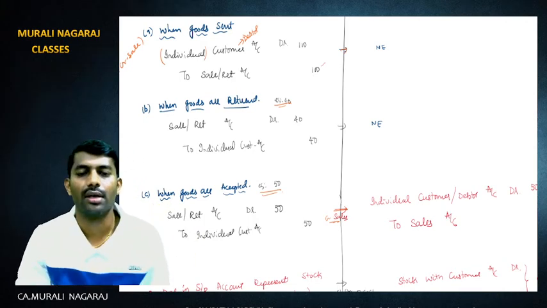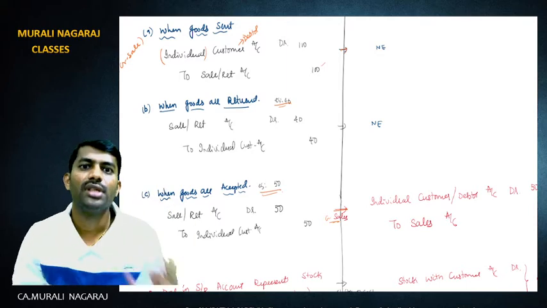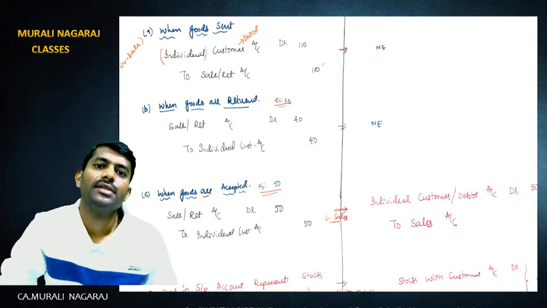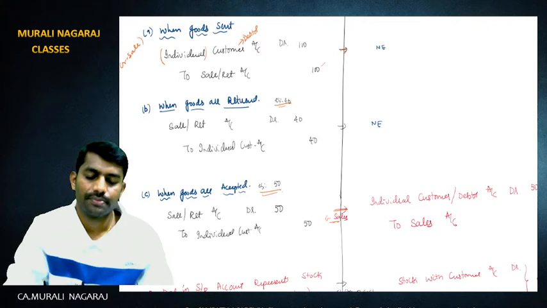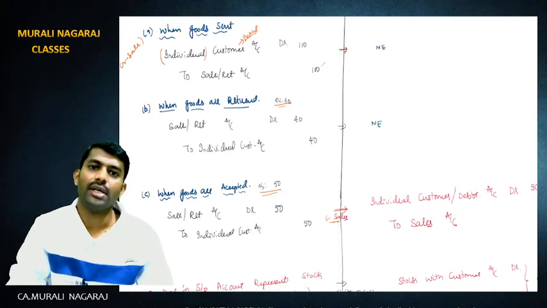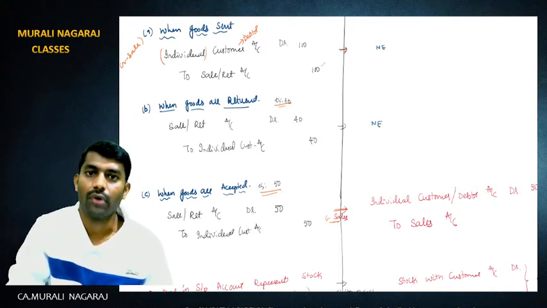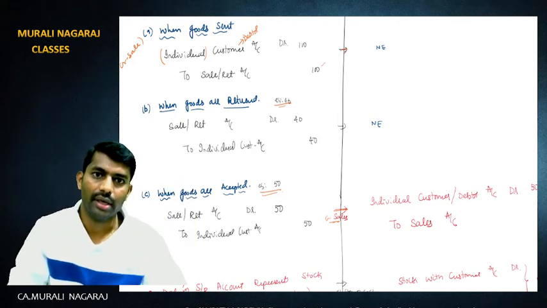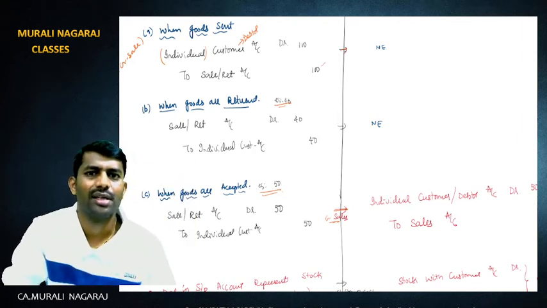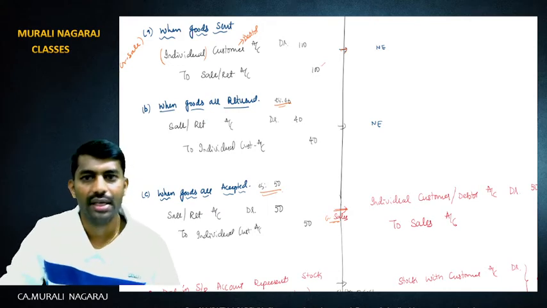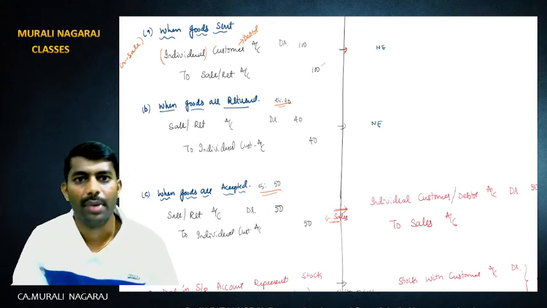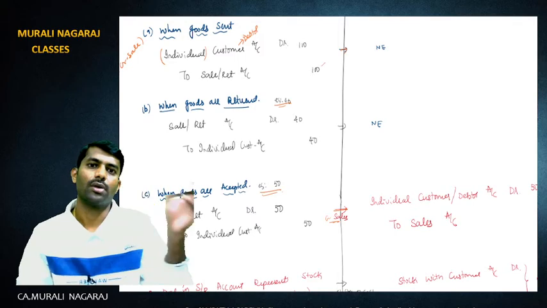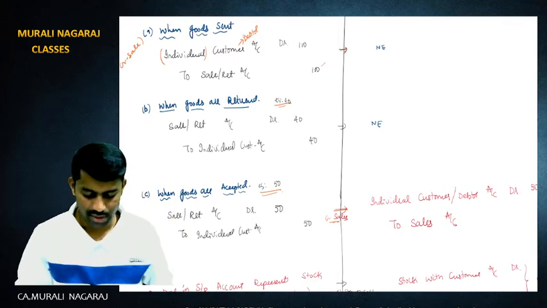When goods are returned, the entry is opposite: sale or return account debit to the individual customer account, 40 rupees. Even now, in the main books, no entry. In the main ledger accounts we have not passed any entry. It is in the memorandum books that we pass the entry. So the customer account we created, we have cancelled.